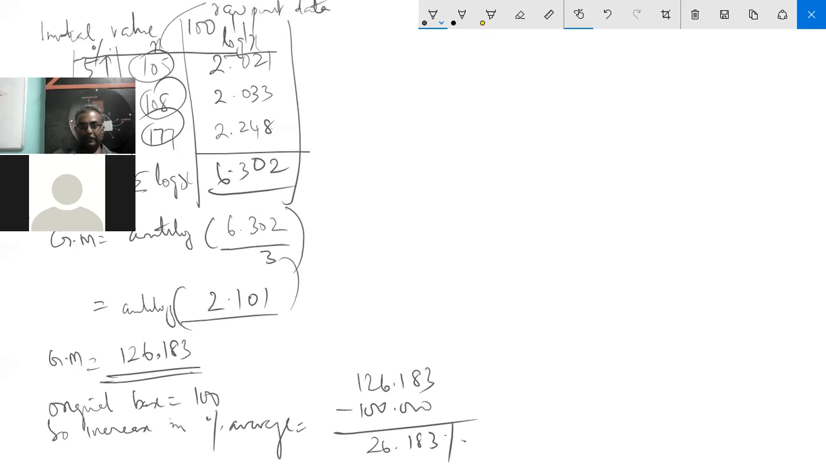26.183, or you can round it off and say 26.2%. So for the average increase, we should not find the arithmetic mean because it is changing every year. Whenever you find the geometric mean, remember census data. Census data is increasing every year, but it is increasing at a geometric rate. That is how geometric progression works.